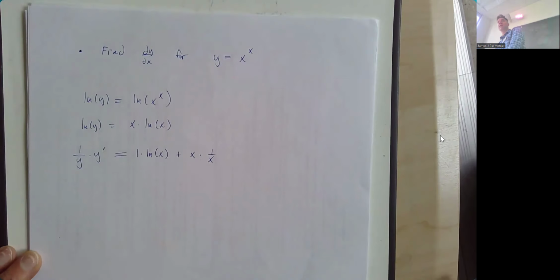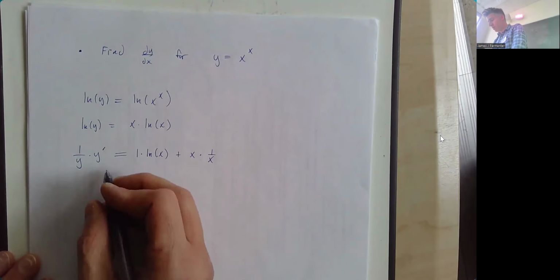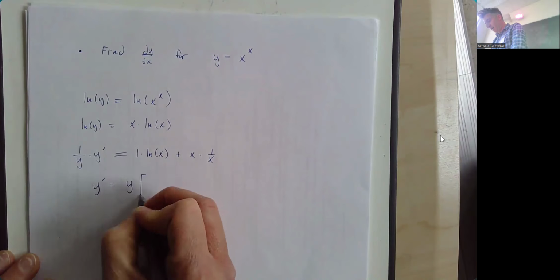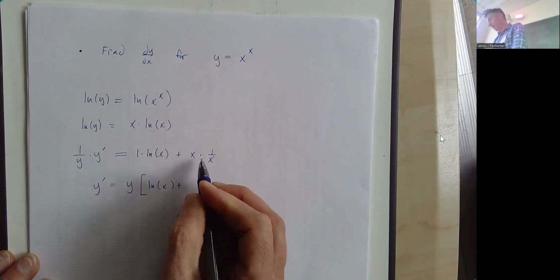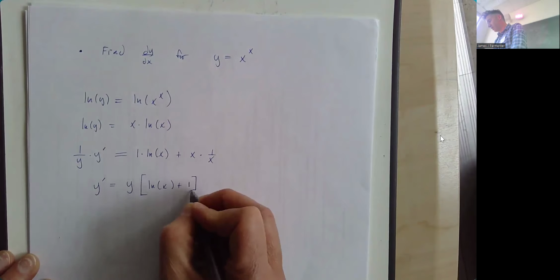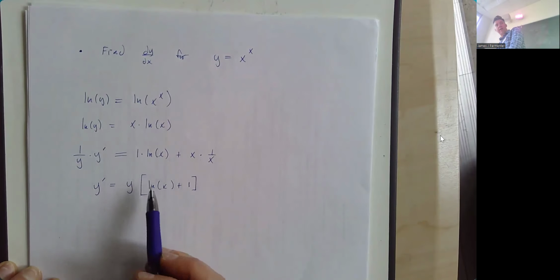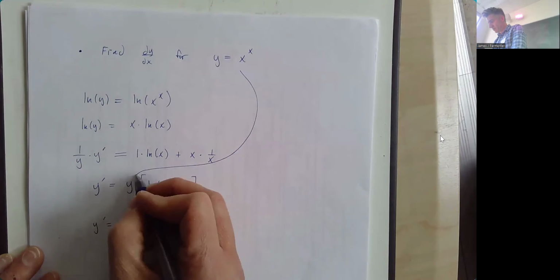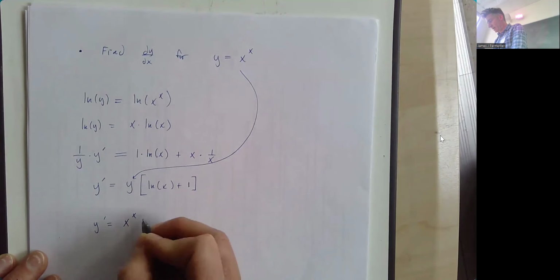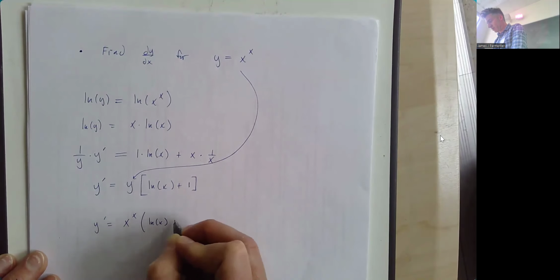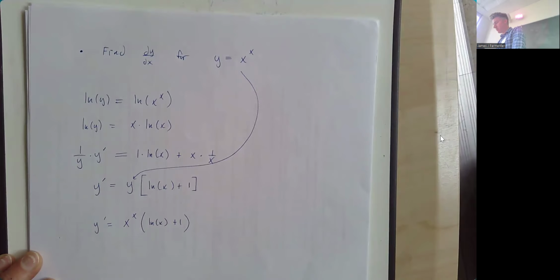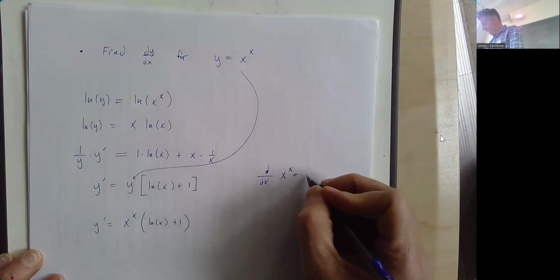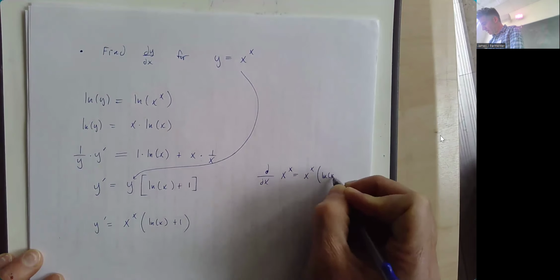These next two steps you could condense into one, but I will show both of them. The first step is to multiply both sides by y. So y prime is equal to y times the natural log of x plus x times 1 over x, which does simplify to 1. Although I think you can skip writing y there and write it as what y is equal to, which is x to the x. So y prime is equal to x to the x times the natural log of x. And that's your derivative. So the derivative of x to the x is equal to x to the x times the natural log of x plus 1.